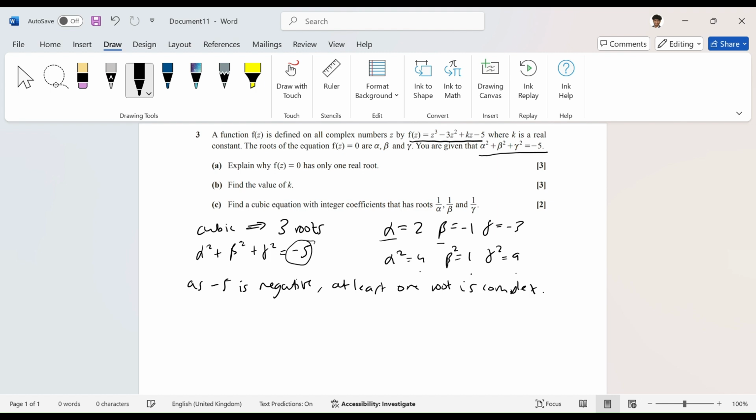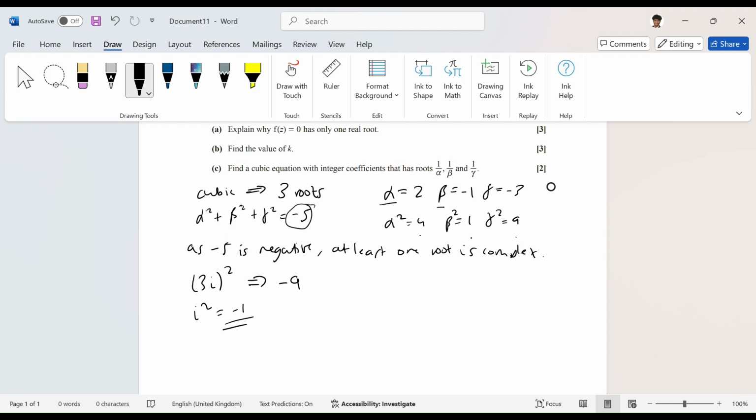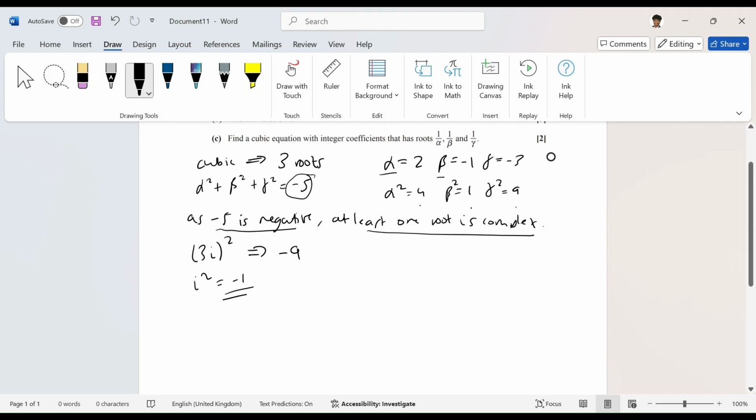We can think about this as if you had, let's go with 3i squared, then this would go to minus 9, because you know that i squared is equal to negative 1. So that's the kind of thought process we're having here. And then what you'd say, so this is the first mark probably, is minus 5 is negative, so at least one root is complex.